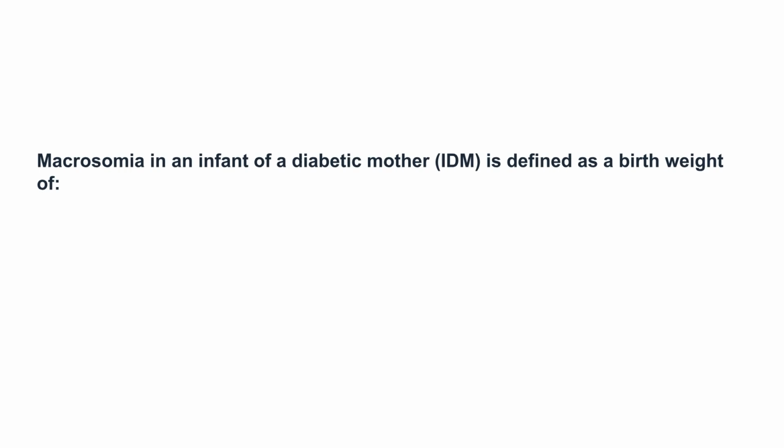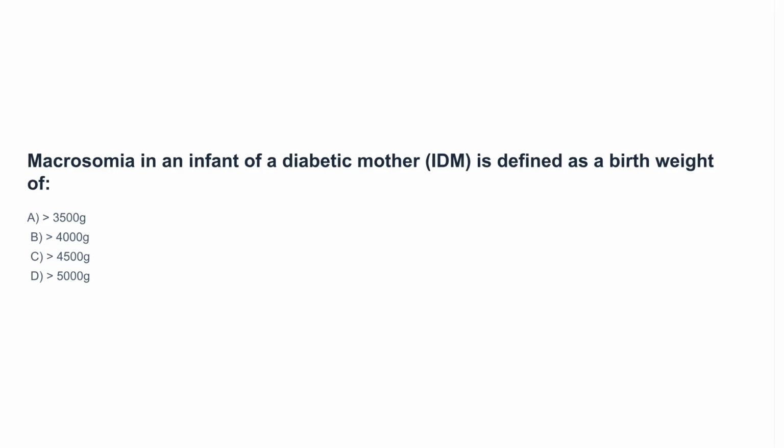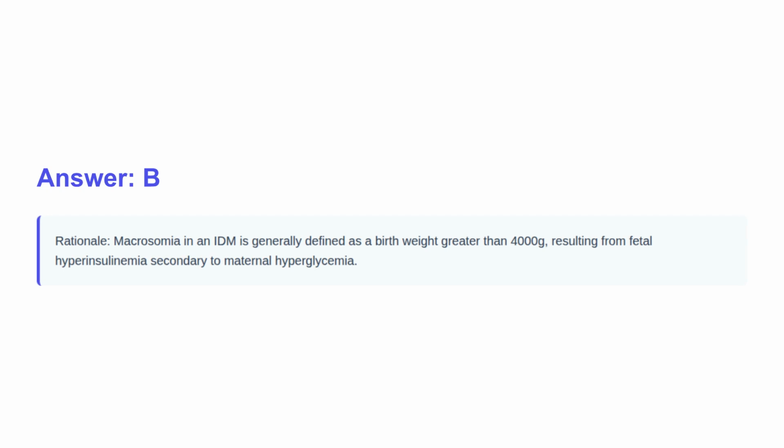Macrosomia in an infant of a diabetic mother, IDM, is defined as a birth weight of A, greater than 3,500 grams, B, greater than 4,000 grams, C, greater than 4,500 grams, or D, greater than 5,000 grams. The answer is B. Macrosomia in an IDM is generally defined as a birth weight greater than 4,000 grams, resulting from fetal hyperinsulinemia secondary to maternal hyperglycemia.